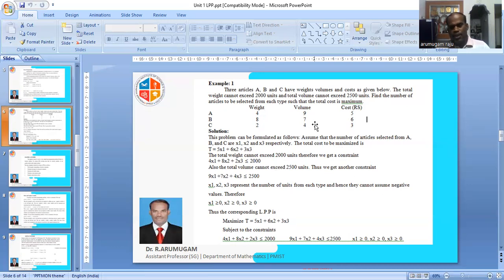Similarly, the second constraint is the volume. That means 9x1 plus 7x2 plus 4x3. So finally, you have to represent the objective function, constraints and also the condition. Condition means all the variables should be greater than or equal to 0. So this is the general form of the LPP, right?